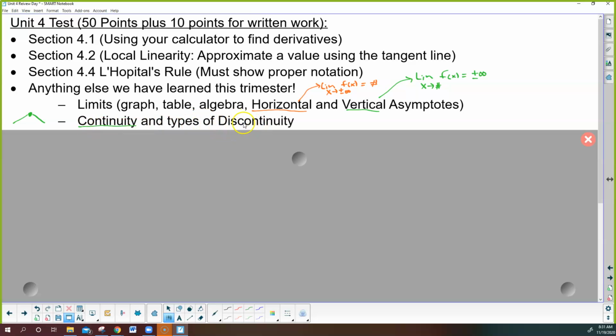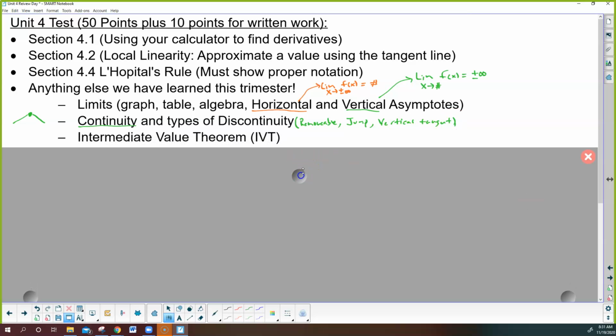If it's not continuous, then we had types of discontinuity, which were removable. Then we had the jump discontinuity. We had the vertical tangents. And then we had the oscillating one that goes like this, but we didn't really focus on that. So know the types of discontinuity.